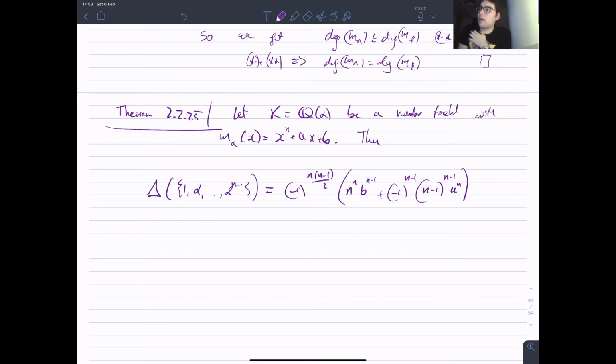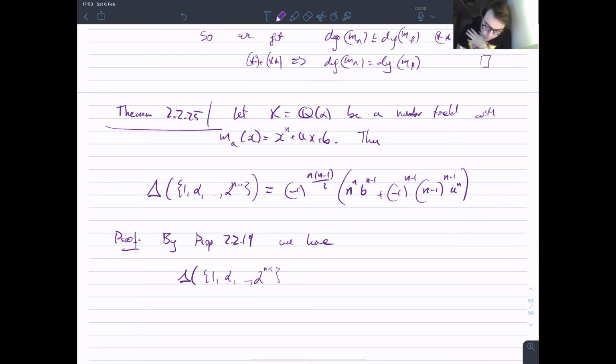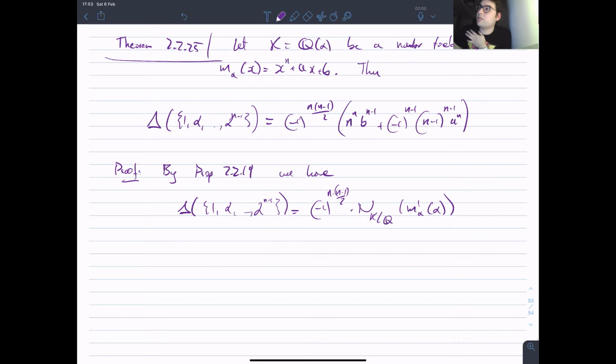So this is why this is a useful theorem. So, proof. The first thing is, by Proposition 2.2.19 that we saw last time, we have that the discriminant of this power basis is (-1)^((n-1)/2) times the norm from K to Q of m prime of alpha, evaluated at alpha. This is what this proposition was telling us.